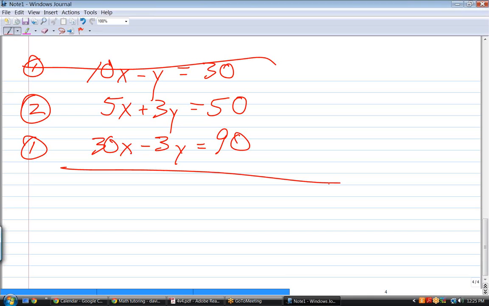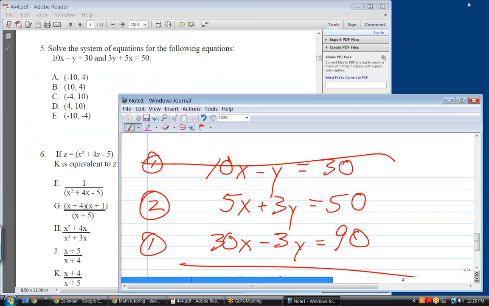Now notice what I can do. What can I do now, and a variable will get eliminated? Oh, you could add them. What do you get after you add them? 35x equals 140. Making x equal 4. It's okay. You should actually have a calculator in front of you when we're doing these. Yeah, I have one. I just needed to type it in.